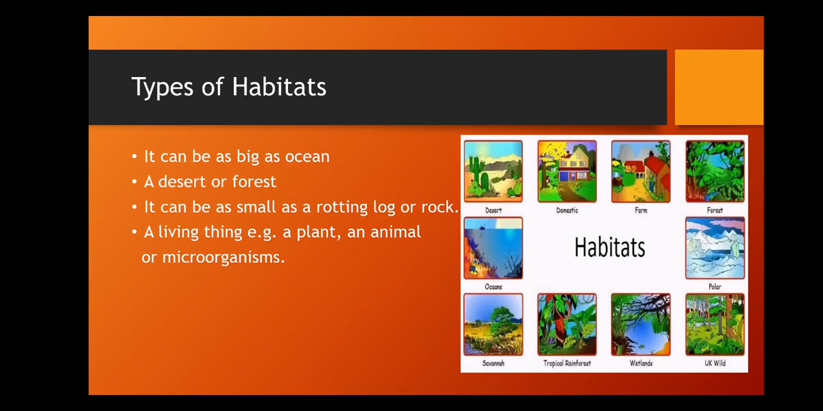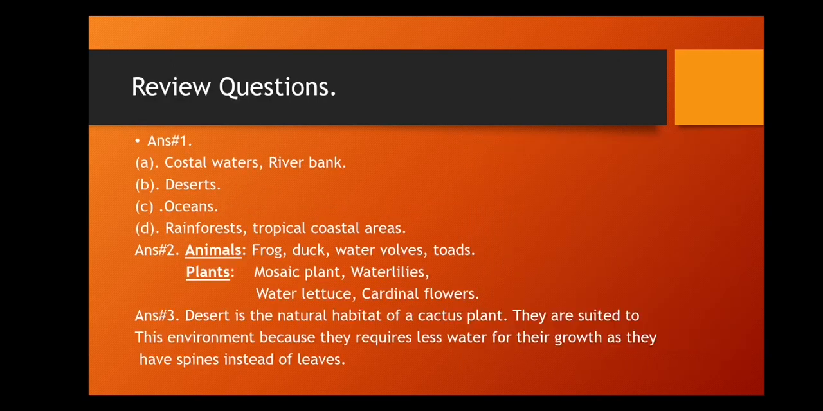Here in this picture, you can see the different habitats like a desert, a domestic, a farm, and forest, etc. These all are habitats for different living things. These are the big habitats, but you also know that there are many small habitats such as a rotting log or a rock and many more. So this is our complete topic number 4.1.